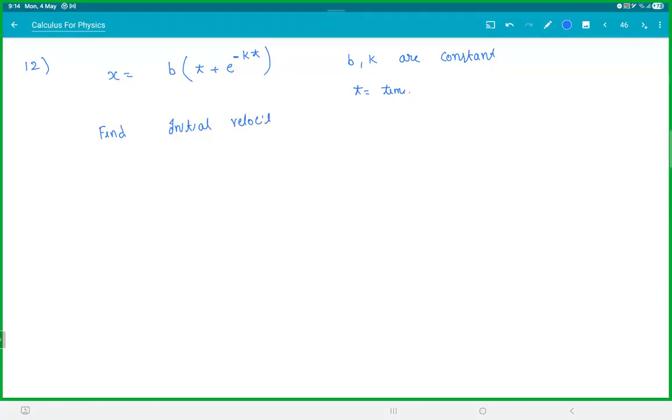Again, what is the meaning of initial? Initial meaning time zero. So they won't say find velocity and acceleration at t equals 0. They'll simply say initial, and you have to understand he's talking about t equals 0. Initial implies t equals 0. Last time we did something like this, but now you can handle it.